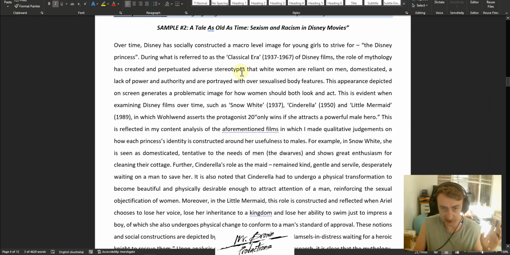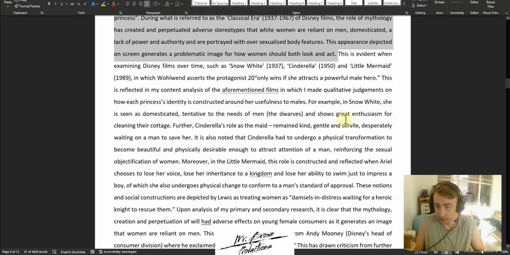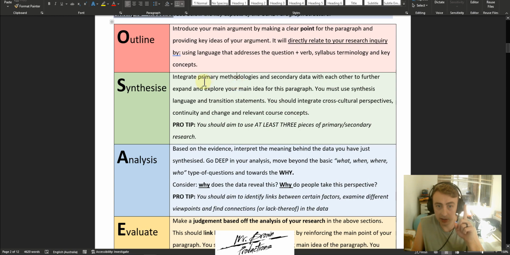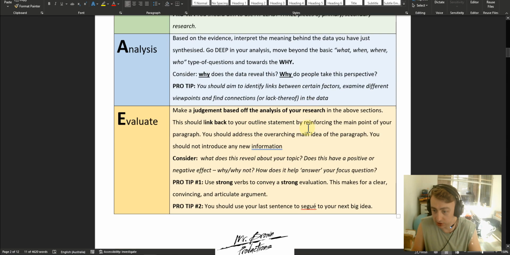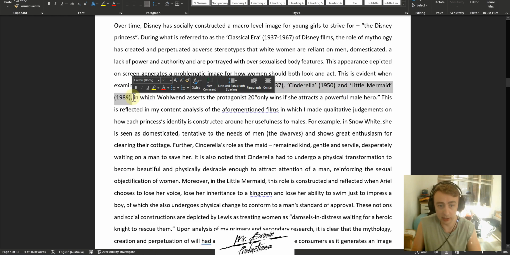If we look at this Disney example again, we've done our outline statement, so we know exactly what it is that we're going to be looking for here. Now we have to find the synthesis part, okay? So we're going to be looking out for integration of research, synthesis statements, and cross-cultural perspectives and change over time, okay? That's what we're looking for. So this is evident in this transition statement, boom, that's beautiful. We love that, okay? Examining Disney films over time, such as Snow White, Cinderella, and Little Mermaid.